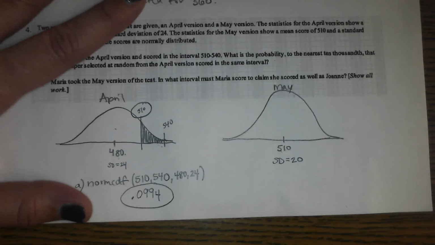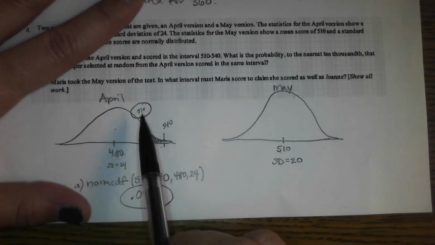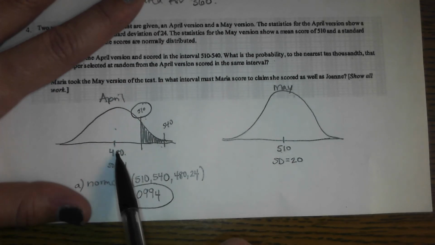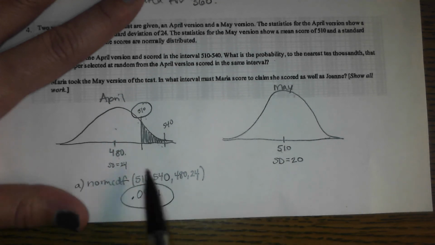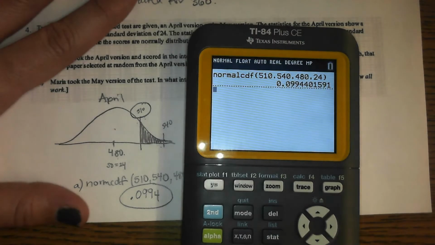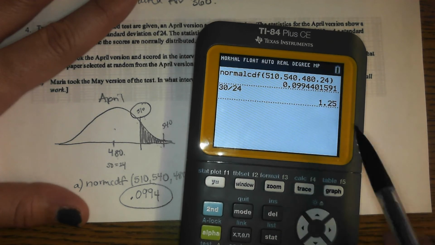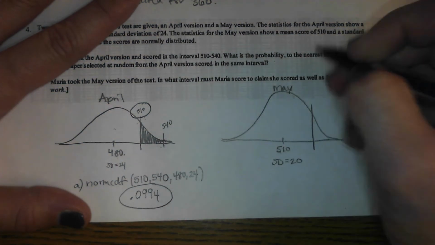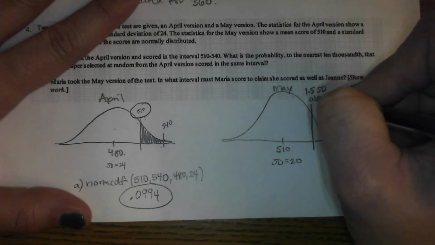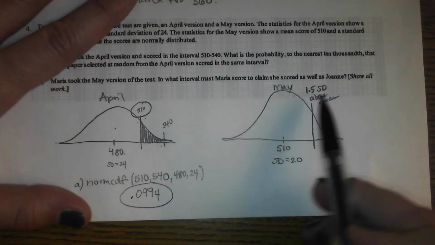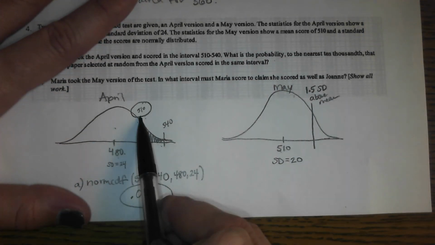So right now, if you look at 510, this is where z-scores are going to come back into it. 510 is how many standard deviations above the mean? Well, it's 30 points, right? And 30 points when each standard deviation is 24, that's 1.25 standard deviations. So we have to figure out over here, what is 1.25 standard deviations above the mean? And that will give us the equivalent to 510.